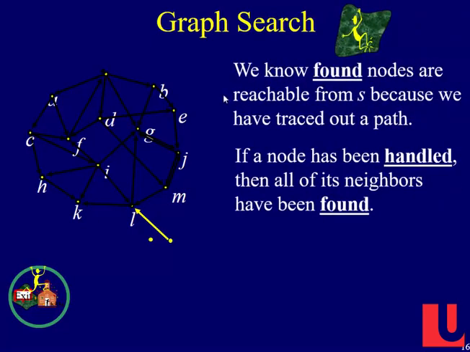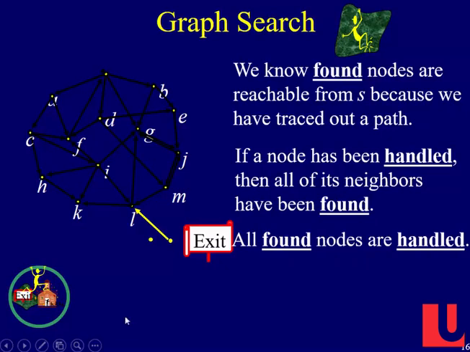All right, so what are we doing now? We're saying these are our loop invariants. The loop invariant says if it's found, then it's reachable from S, and if it's handled, then its neighbors are found. And our exit condition says that all found nodes have been handled. And what's our post condition?